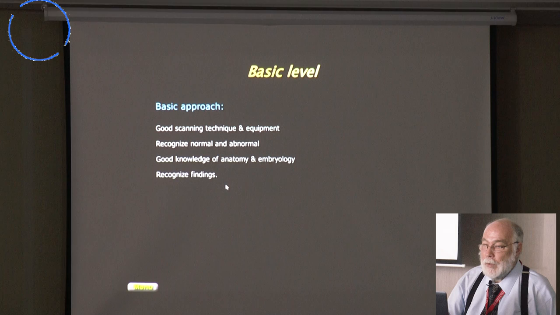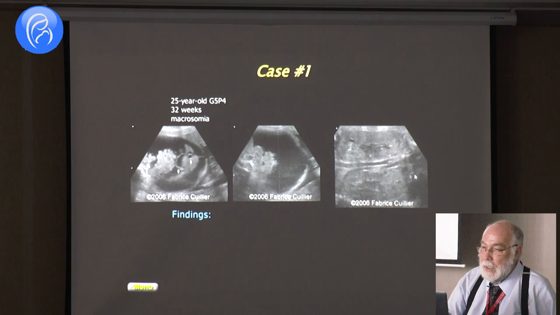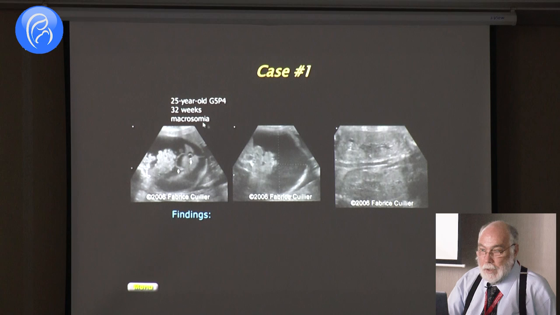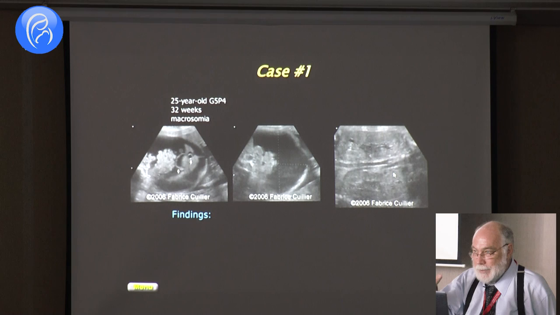And then recognize the findings. So here we have a baby that has ascites and has big kidneys. You see the kidney here? 32 weeks. What is the size of the kidney at 32 weeks? The kidney, the cerebellum, the clavicle, and the foot are about a millimeter the same size as the gestational age. So for 32 weeks, it should be about 32 millimeters. It's not very precise, but this is just a simple rule of thumb. So here we have a kidney that is 6 or 7 centimeters, which is too big.